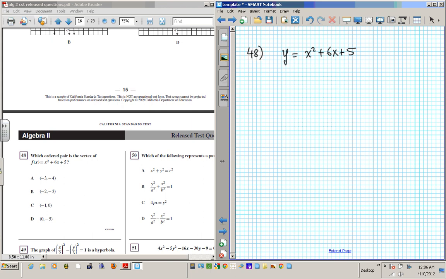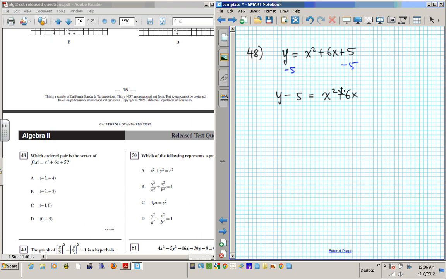Before I start completing the square, I have to move the 5 to the other side. So I subtract 5 from both sides first, and then I'll have y minus 5 equals x squared plus 6x. So I need to create a perfect square trinomial on the right side. What do I add?